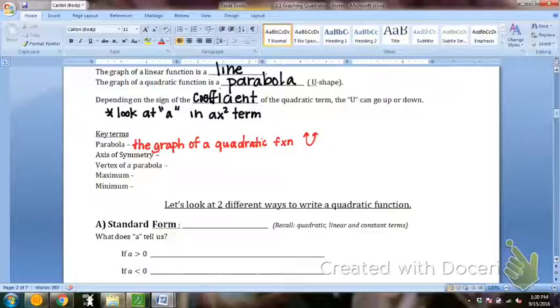Okay, does anybody know what the axis of symmetry is? Crystal, what's the axis of symmetry? It is what you get when the points are on the line. Close. It's like the middle. Brianna? It's the line that goes through the middle of the parabola. Okay, it's the imaginary line of symmetry.